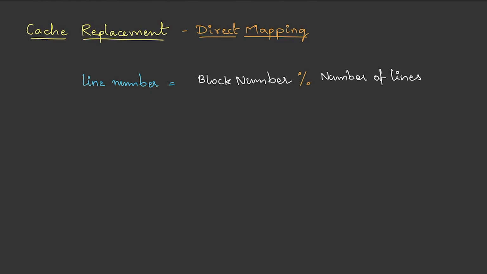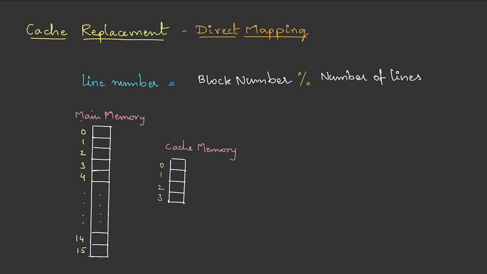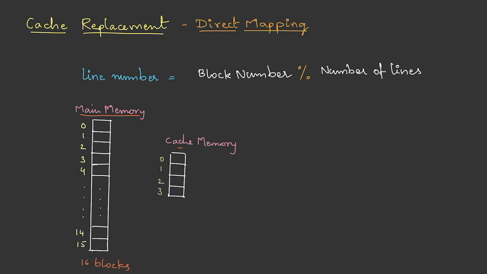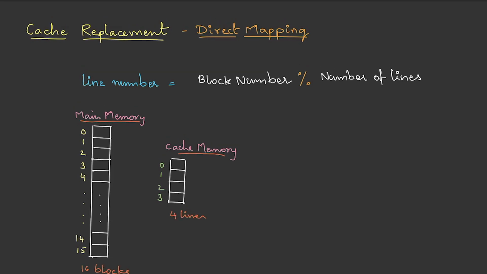To understand this, let me take an example. Here I have main memory with 16 blocks and cache memory with 4 lines. And from the formula, I can write block number modulus number of lines is equal to the line number. So let's try one. Let's assume block number 3. Now we need to take the modulus with number of lines, and here we have number of lines as 4. So 3 mod 4 is 3. Therefore it will be placed in cache line 3.